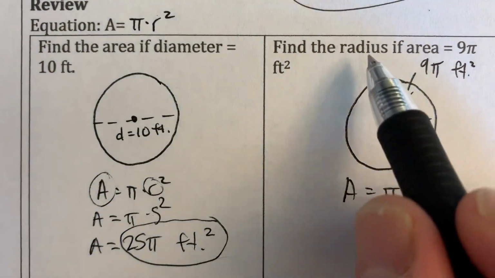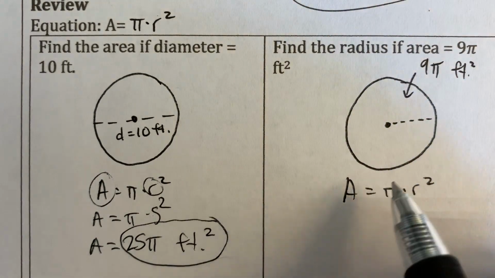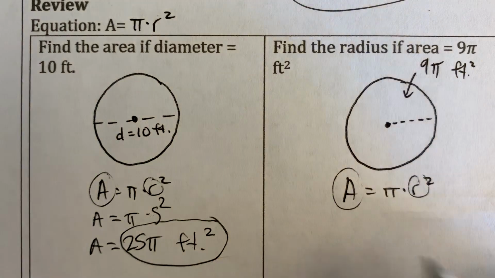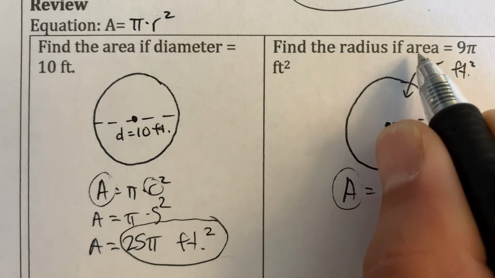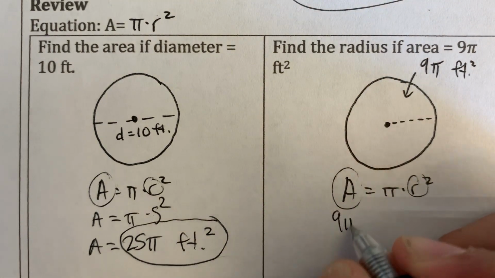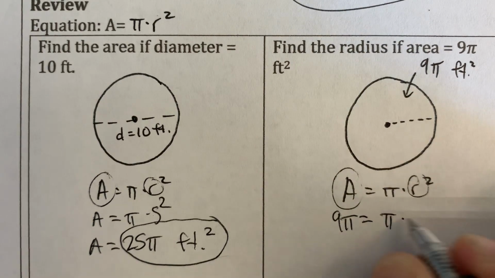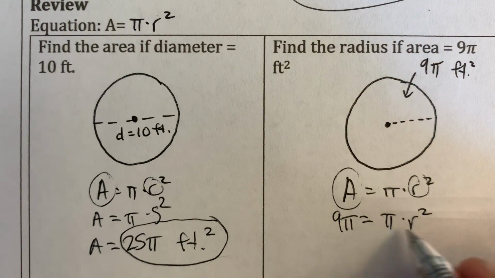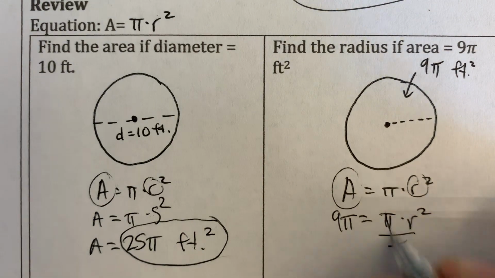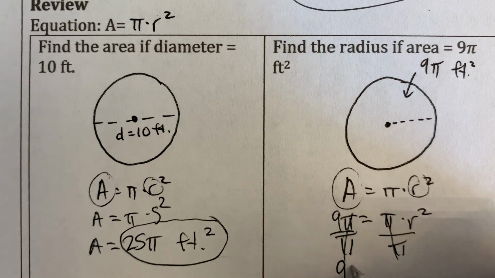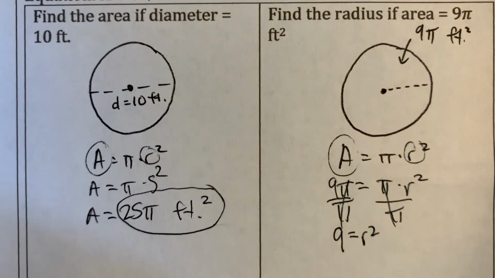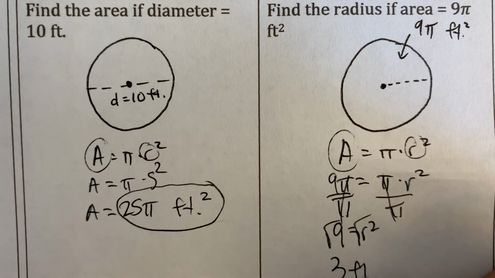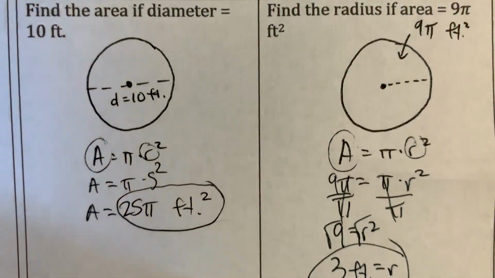We can also find the radius if we're given the area, right? It's just backwards. Okay, we're still using the area equation, so just write that down. Does it give us the a? It does give us area, 9 pi. We plug that into the a spot this time, times pi. We need to find the r, so we're going to leave that as r. Now we want to solve for the r. We divide both sides by pi. 9 equals r squared, and then to get the r by itself, we square root both sides, and we get 3 feet equals the radius.